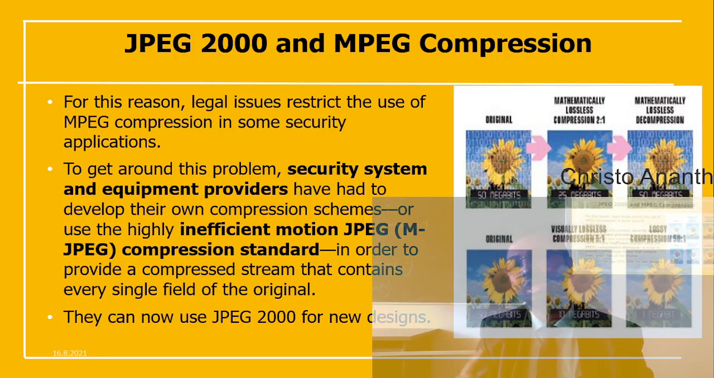So you can use JPEG 2000 for newer designs as well. For example, here you can see the original, then the mathematically lossless compression at 2:1, then mathematically lossless decompression. Then here also you can see the original, visually lossless compression at 5:1, and lossy compression at 50:1.